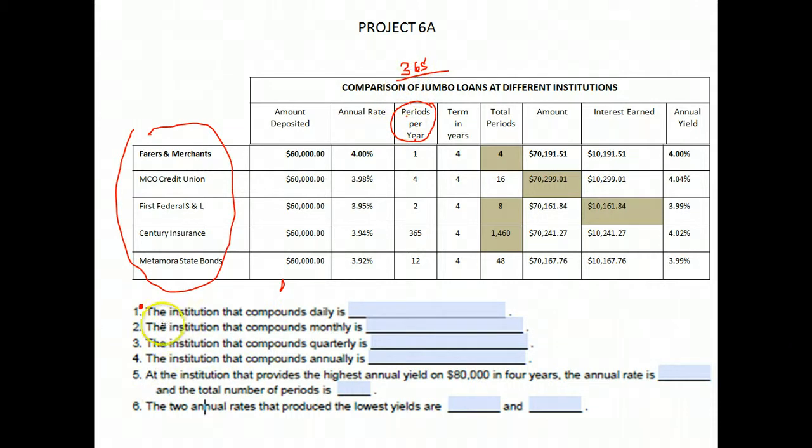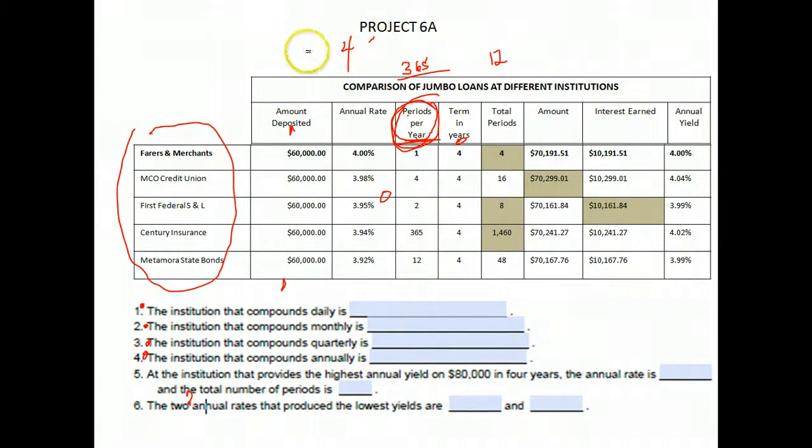Okay. Next, the institution that compounds monthly. So again, you want to look in your periods per year. If you compound monthly, what number are we looking for? Monthly would be 12 times. Put that institution's name down. The institution that compounds quarterly, how many times would that be a year? So again, periods per year, quarterly is 4 times a year. Who does it 4 times a year? Next, the institution that compounds annually. Annually means each year. So that would just be 1 time. Okay, so again, looking at periods per year, find each of those values, and those are the person you write down for your answer.